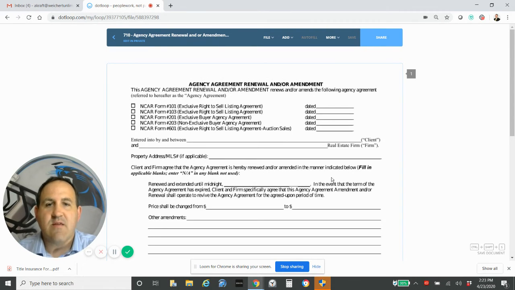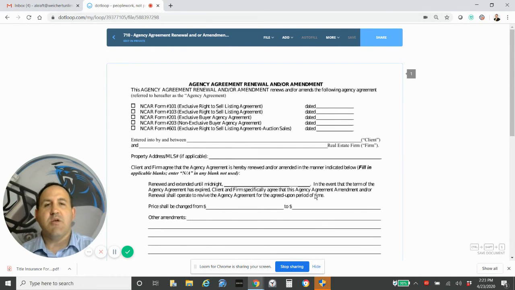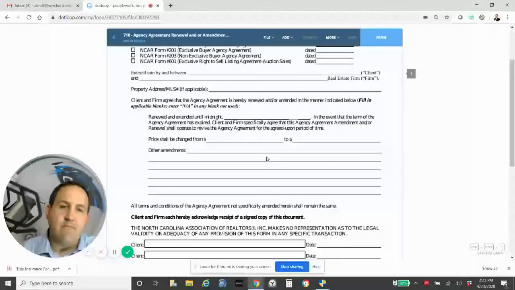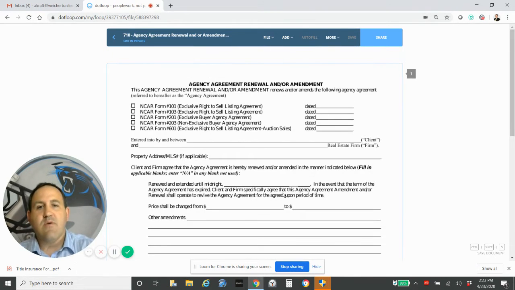So 710, this is your agency renewal and amendment form. This is what you're going to use to change anything on listing agreements or buyer agency agreements. Now you notice in here there is a blank spot for you to write whatever you want. The reason that is okay is because this is between the listing agreement or buyer agency agreement and the client, so between the firm and the client. So we can legally write some language that we could put into there. That's why there's a blank spot there.